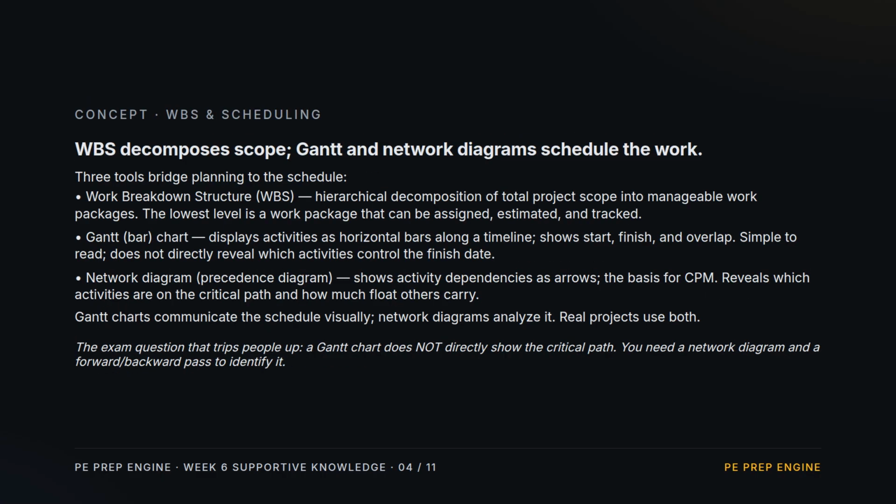3 planning tools. The WBS decomposes total scope into work packages small enough to estimate and track. A Gantt chart lays those packages on a timeline as bars. Easy to read, but it does not identify which activities drive the finish date. A network diagram shows dependencies as arrows and lets you compute the critical path. Gantt communicates. The network analyzes.